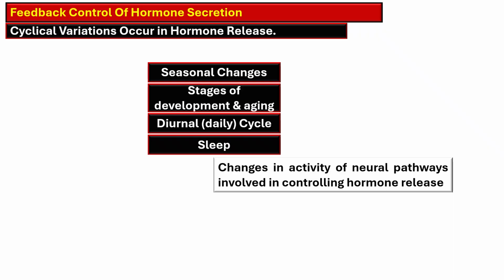So variation occurs in hormone release. These variations can be seasonal. They can vary on the basis of the stage of development and aging. There may be diurnal variation, or daily variation, in the hormone release, and there can be changes during sleep. Many of these cyclical variations in hormone secretion are due to changes in activity of neural pathways involved in controlling the hormone release.